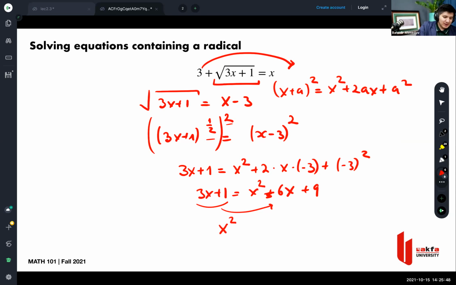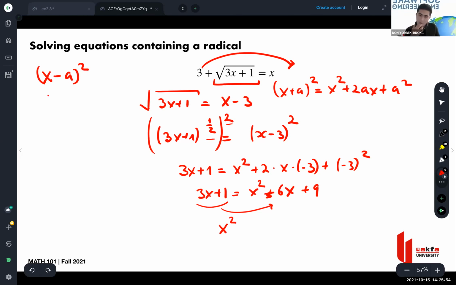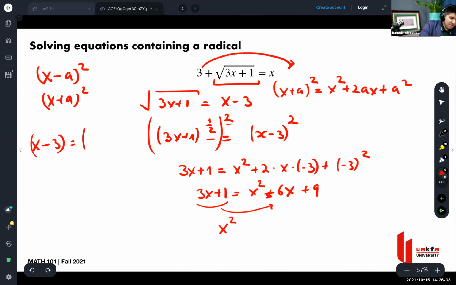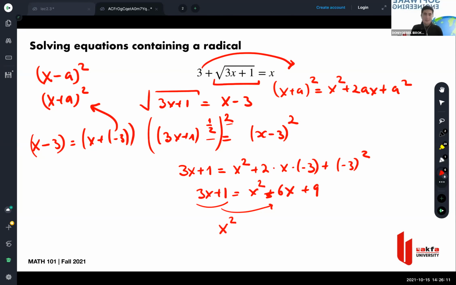You can use two formulas: (x minus a) squared and (x plus a) squared. What I did is write x minus 3 as x plus minus 3 and apply this formula. You are going to have the same thing actually. I hope that you understand what I did.